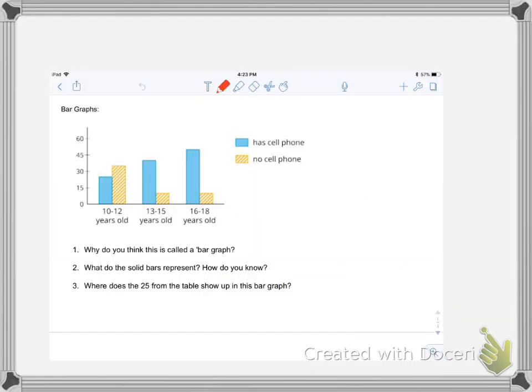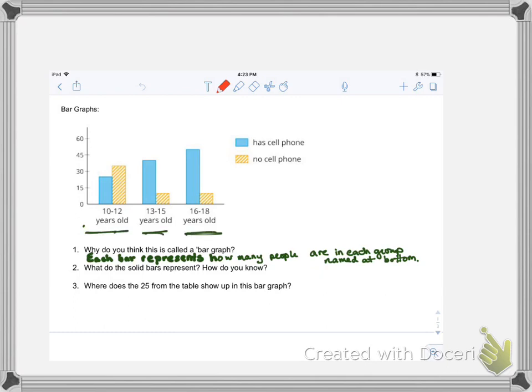So we're looking at the same survey results, and this time we're looking at a bar graph. So why do you think it's called a bar graph? So it's a bar graph because each bar that you're given represents how many people are named in each group listed at the bottom. So you're looking at each group listed along the bottom, and of course the bars are following along with how many they are along that y-axis.